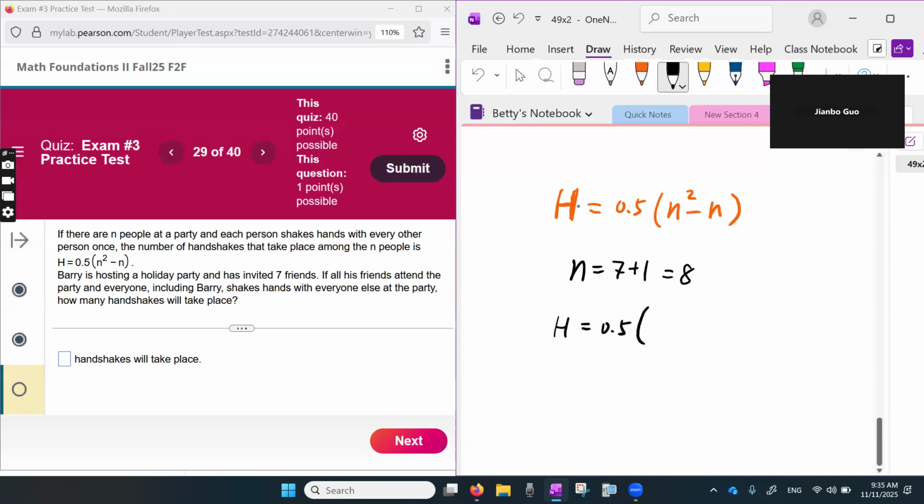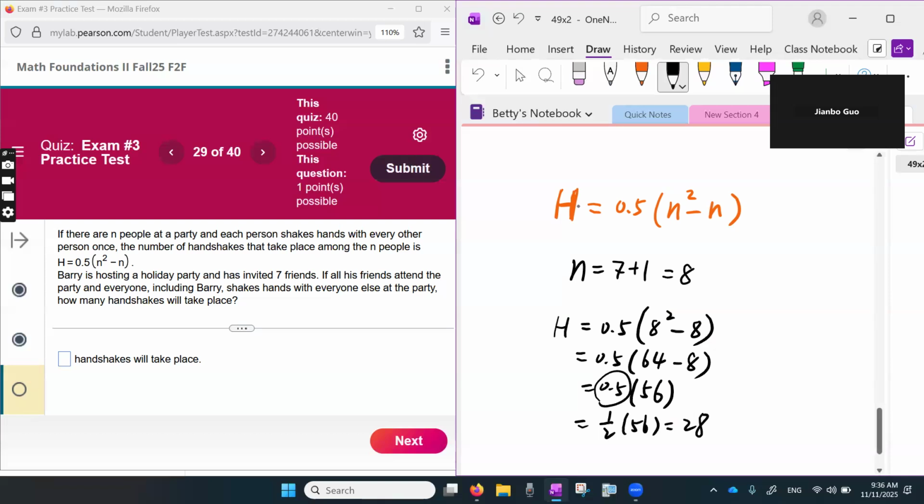Let's do that. N squared, 8 squared minus 8. 8 squared is 64 minus 8. 64 minus 8, what is that? 56, right? 56. 14 minus 8, 6, okay. And this bit is half, right? Half of 56 is 28. So the number of handshakes is 28.